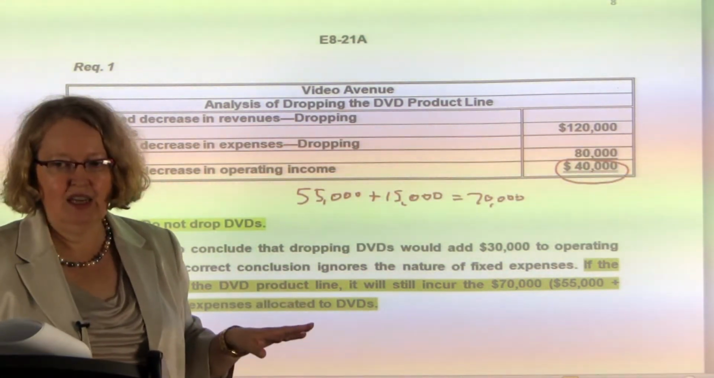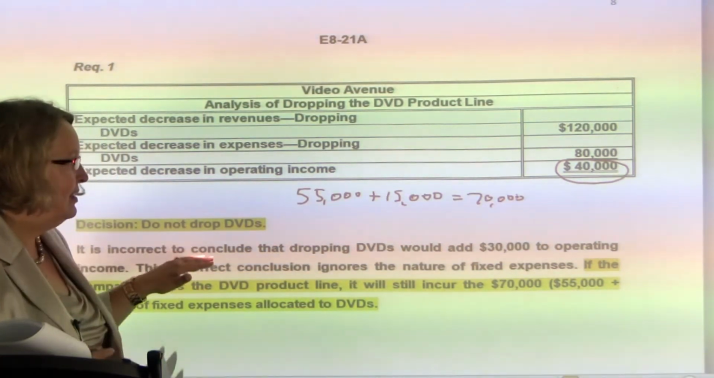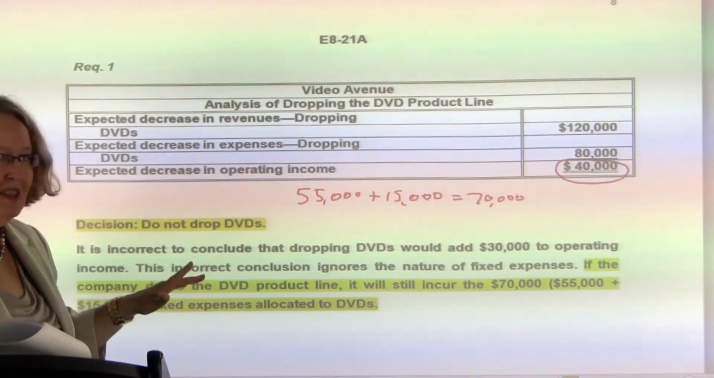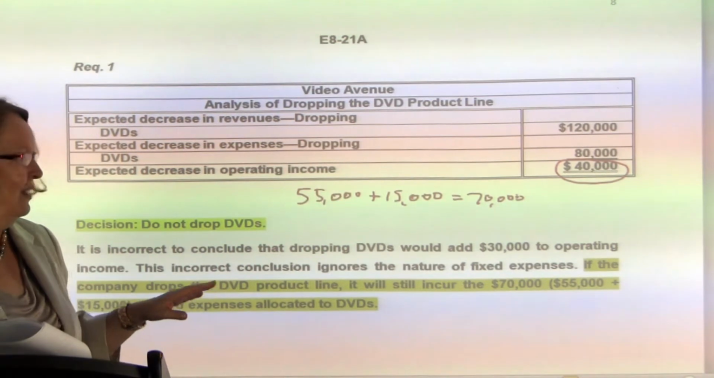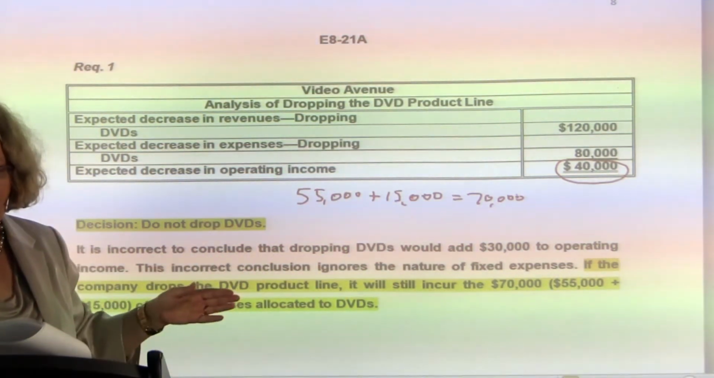So the answer here is you should not drop the DVDs, because you're not going to be saving $30,000. You're actually going to be losing $40,000 by dropping the DVD line.